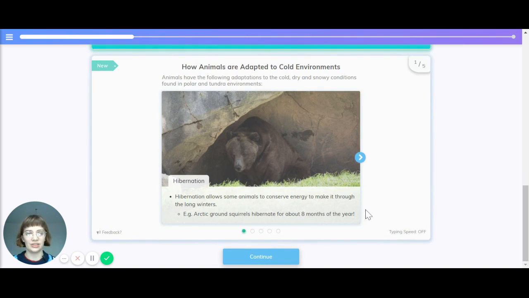So how are animals adapted to cold environments? Animals have the following adaptations to the cold, dry and snowy conditions found in polar and tundra environments. Firstly, hibernation. Hibernation allows some animals to conserve energy to make it through the long winters. For example, Arctic ground squirrels hibernate for around 8 months every year.